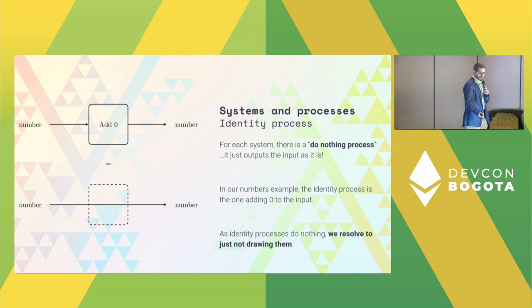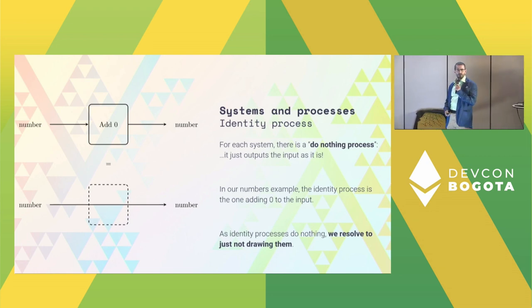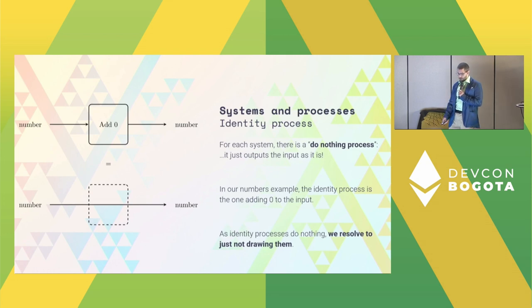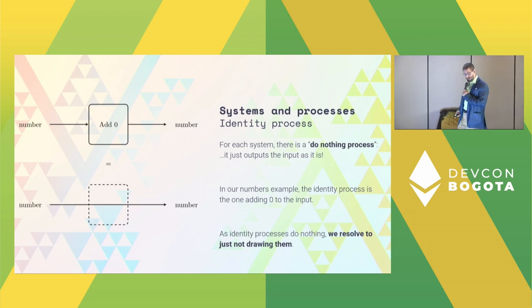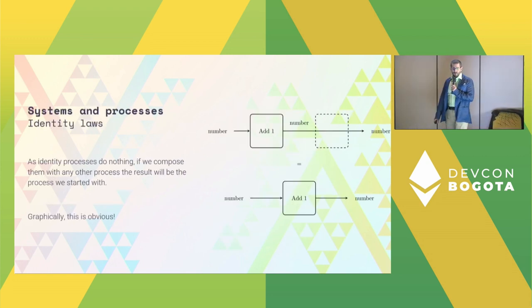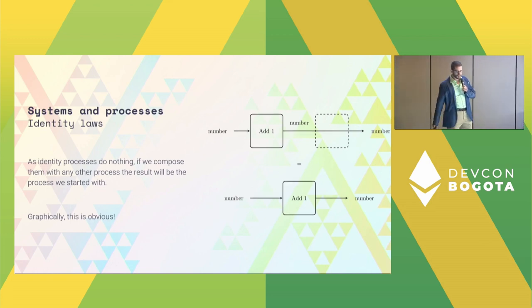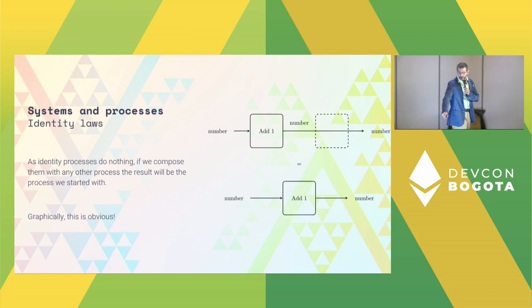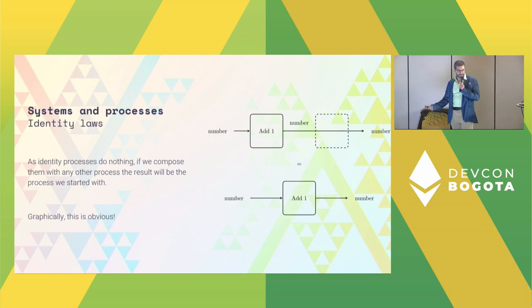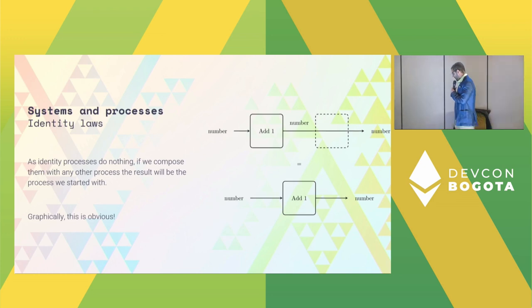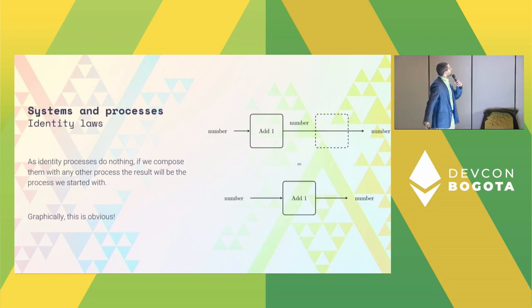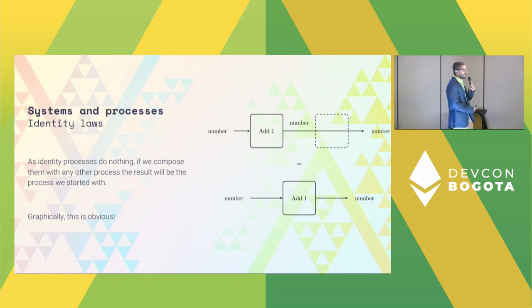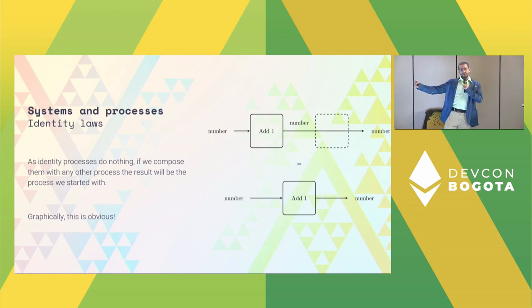The good thing about graphical reasoning is that since this thing is not doing absolutely anything, we can just not draw it. And indeed, I'm drawing it as a dotted box down here, just to highlight that there should be something there. But with this very simple trick, we can already start proving some very simple equations. So if I add one and then I add zero, it's like just adding one, right? If you adopt the convention of not drawing identity processes, then the picture on the top row just looks like the one in the bottom row, while you have stretched a wire a little bit more.